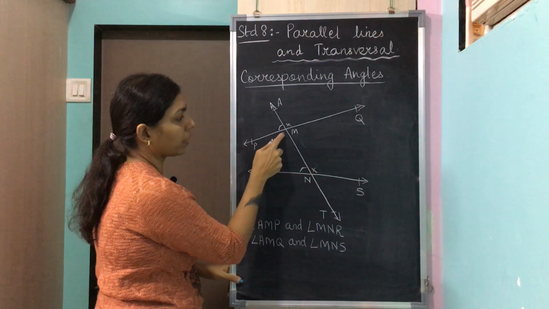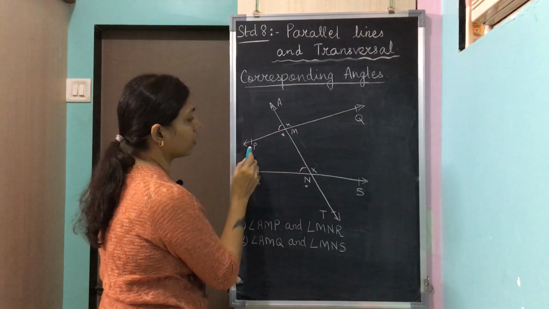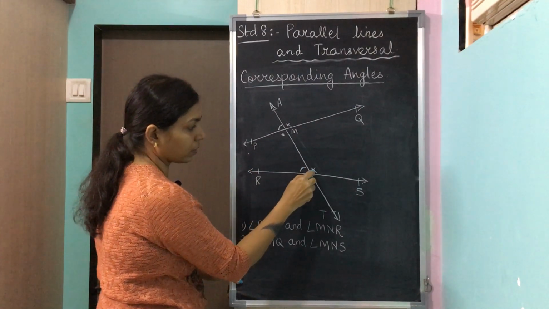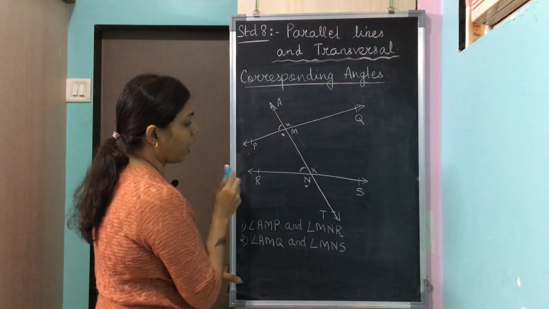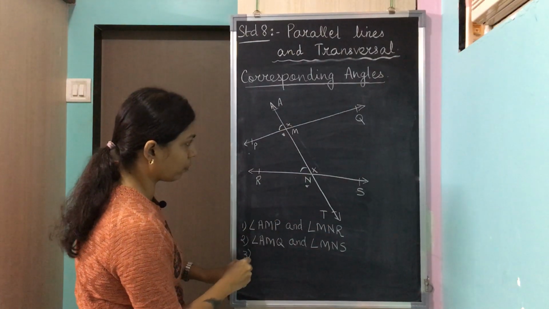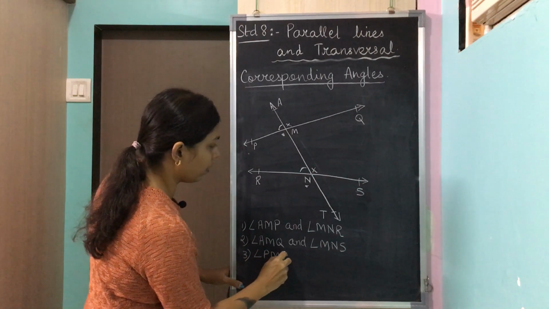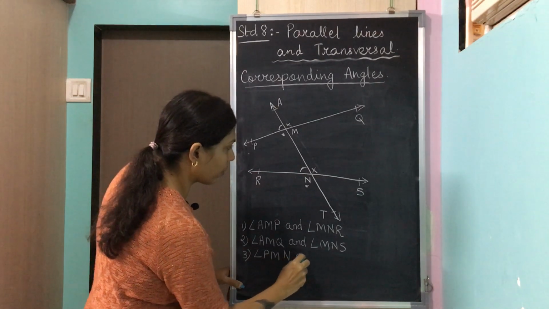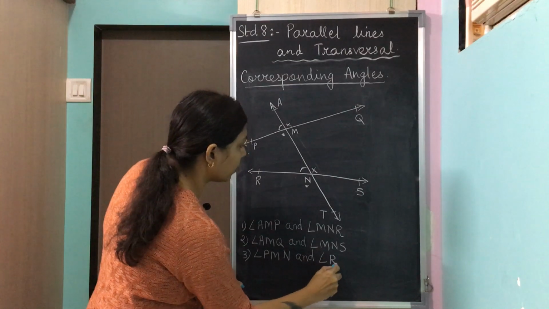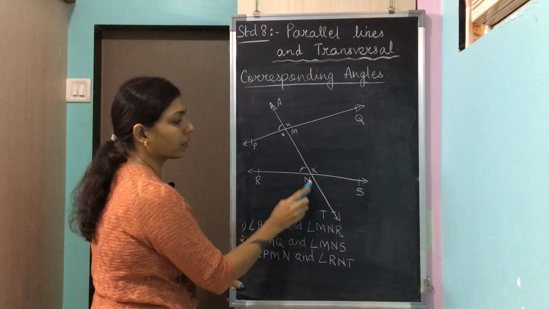If you look over here at this position, this angle and this angle. So that's angle PMN and angle RNT. So the third pair of corresponding angles are angle PMN and angle RNT. So this angle and this angle.